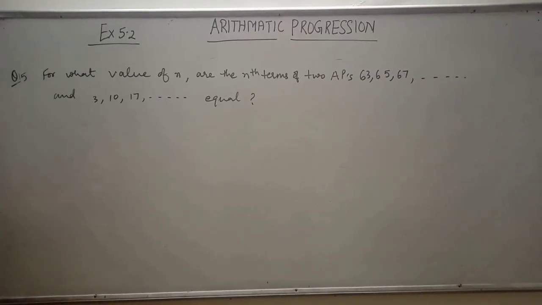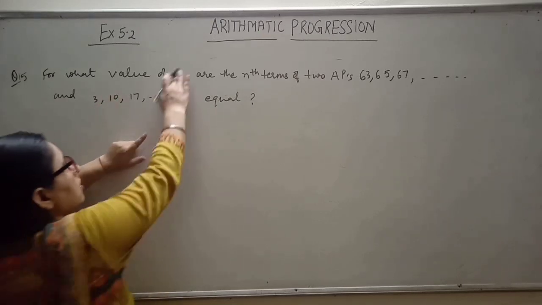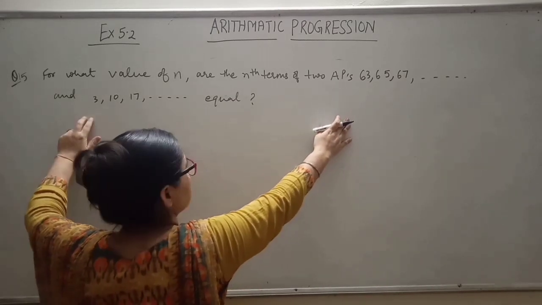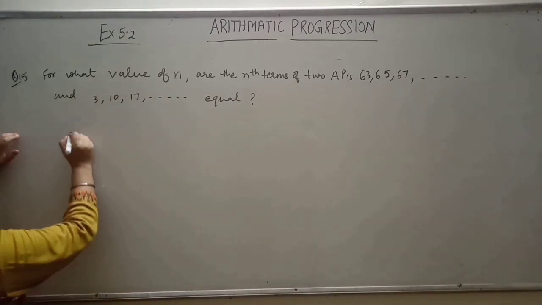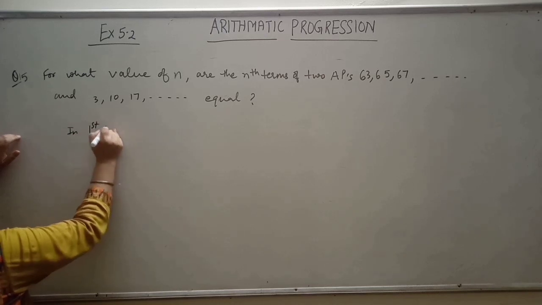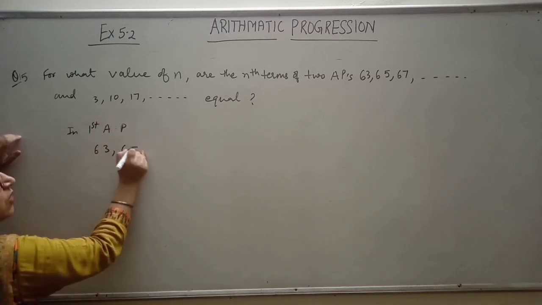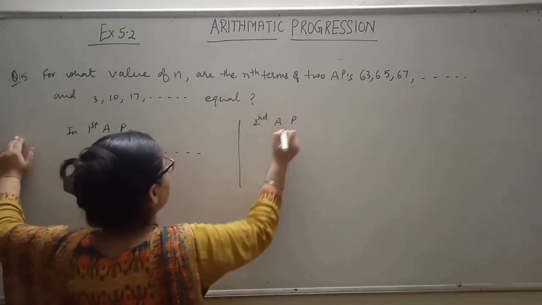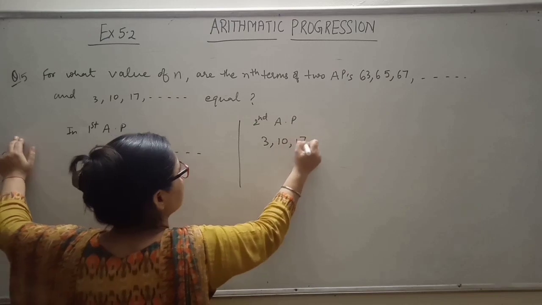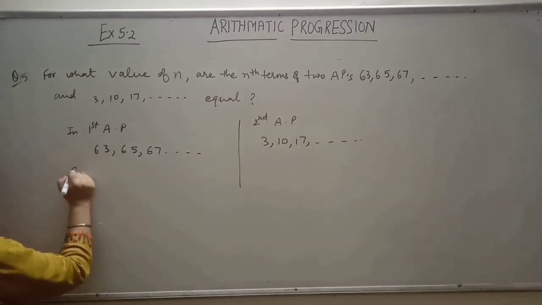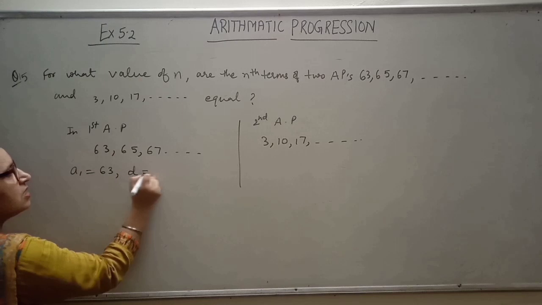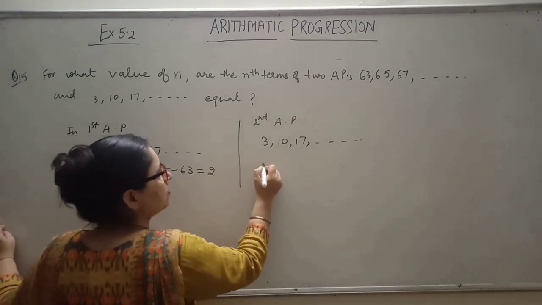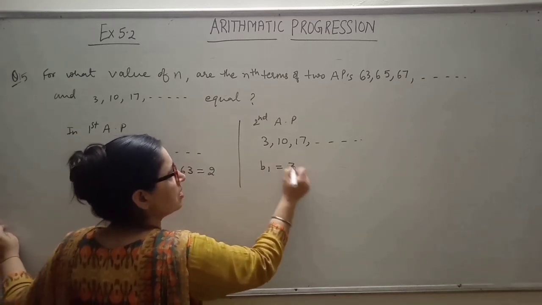Continuing, question number 15. For what value of N are the nth terms of this AP and this AP the same? It means there are two APs. In the first AP, आपके पास 63, 65, 67, and in the second AP is 3, 10, 17, and so on. Here what is A1? 63. What is D? 65 minus 63, that is equal to 2. In this AP, suppose this is B1. B1 is 3.